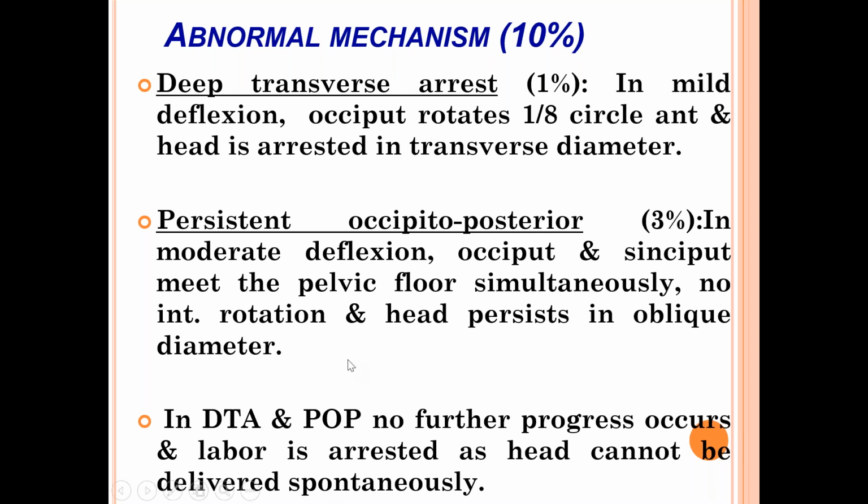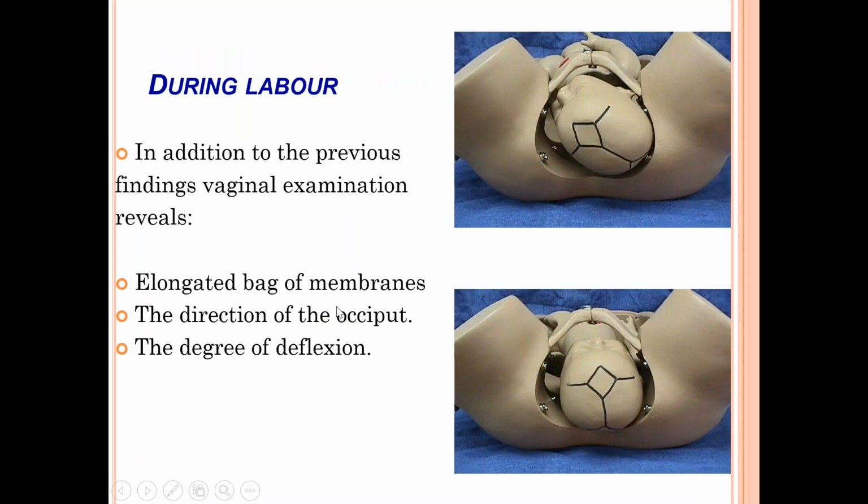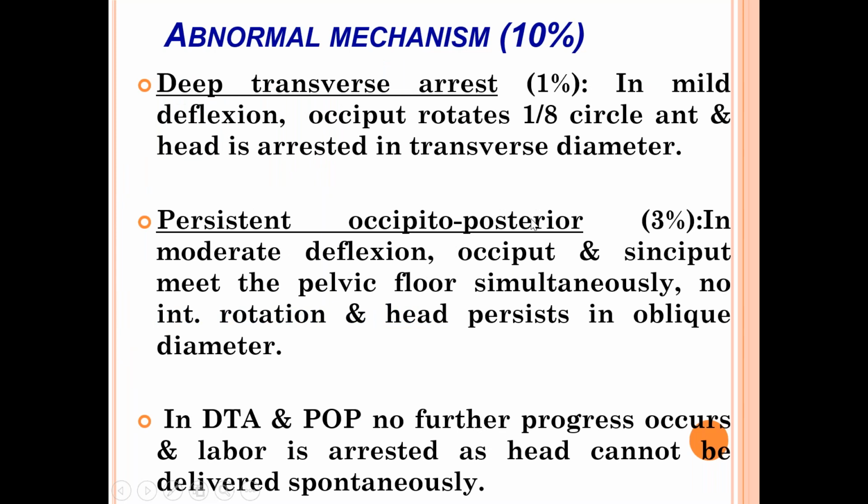Abnormal mechanisms occur in 10%. They can be deep transverse arrest. What is a deep transverse arrest? During the rotation, at the mid 1/8 of the rotation, the occiput rotates 1/8 anteriorly, and the head is arrested in the transverse diameter. I can explain by this diagram that if it was there at 3/8 of the circle, and it rotates 1/8 of the circle, this line will be straight like this. So this is in the transverse diameter, and if it remains there for more than 1 hour, then we label it as deep transverse arrest.